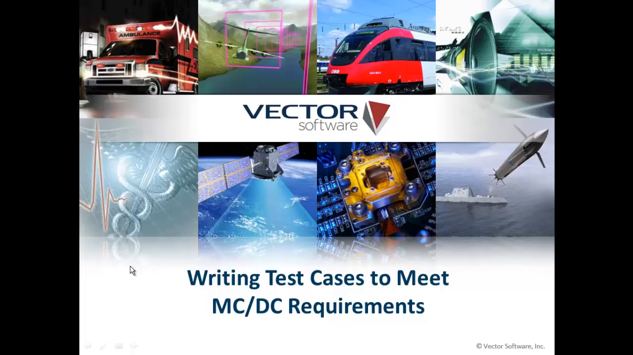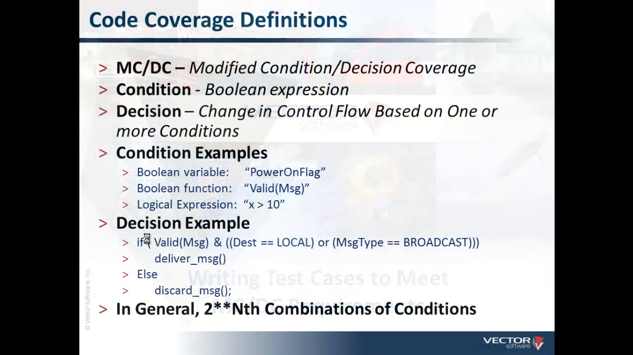In this brief video, we'll talk about writing test cases to meet MCDC requirements. Let's first go over some definitions. The term MCDC stands for Modified Condition Decision Coverage, where a condition is a Boolean expression and a decision results in a change in control flow based on one or more conditions.